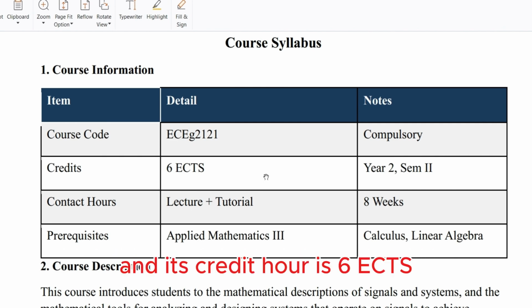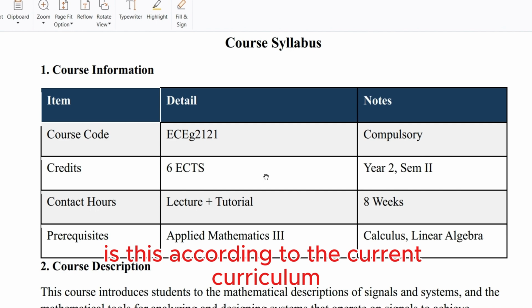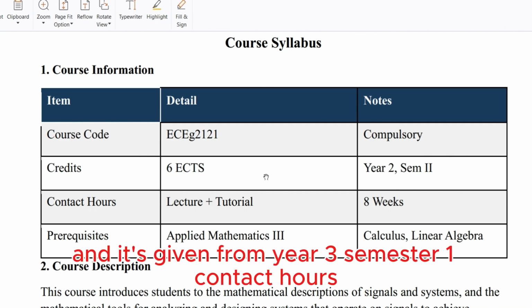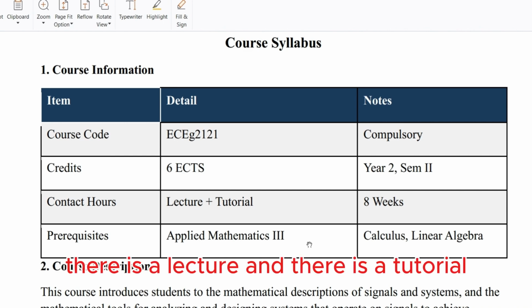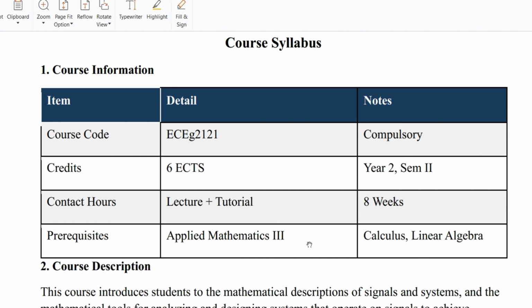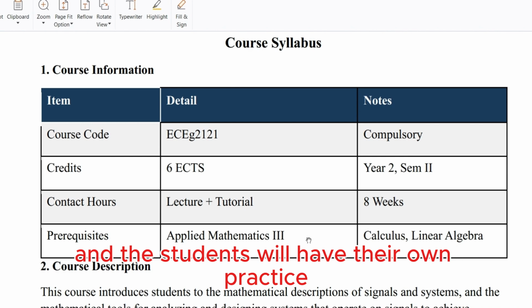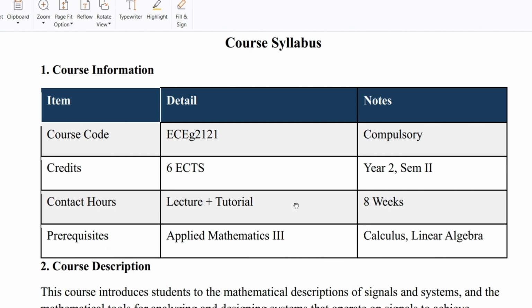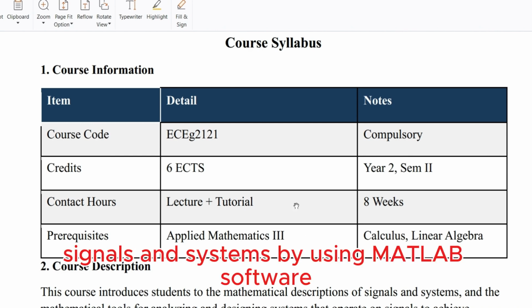And its credit hour is 6 ECTS according to the current curriculum. It is given in year 3, semester 1, with contact hours including a lecture and a tutorial, and the students will have their own practice by simulating signals and systems using MATLAB software.